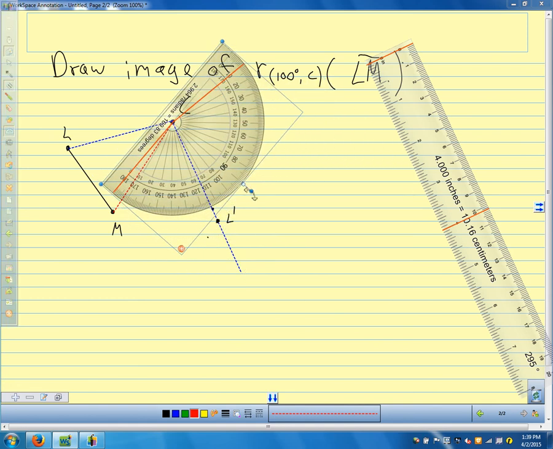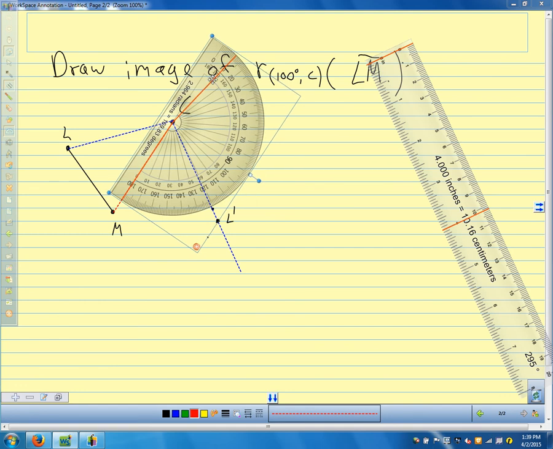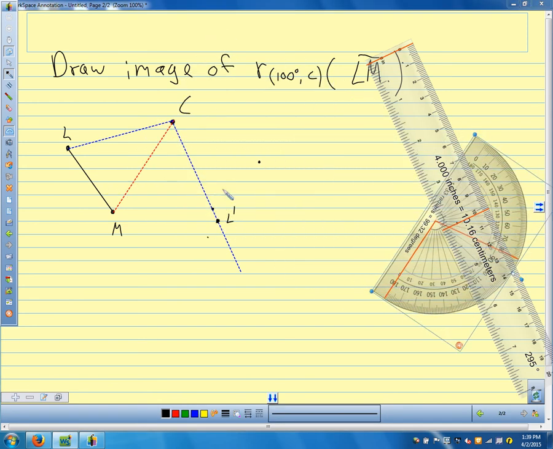So I'm putting my protractor there, grab that, so I get 100 degrees. There we go. There's where my 100-degree mark is. So I'll put a dot there. Draw another line through that dot.